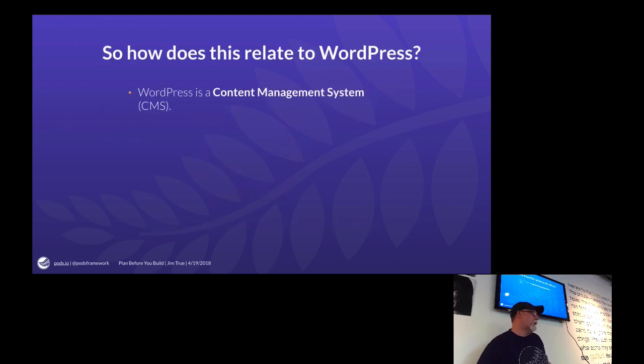So we're going to take this a little step further. How does this relate to WordPress? Well, WordPress is a content management system. That's its entire job. In a base installation, the content that you're managing is your posts, which is your blog posts, usually your news articles, that sort of thing, and your pages, which most people use for an about page, or a staff page, or some sort of list like that. You use your categories and your tags to organize those particular pages and posts.